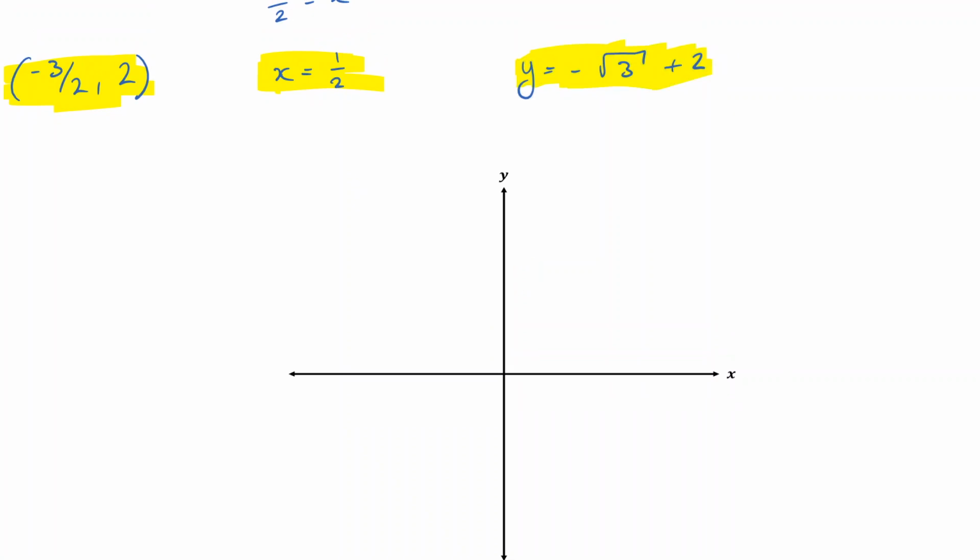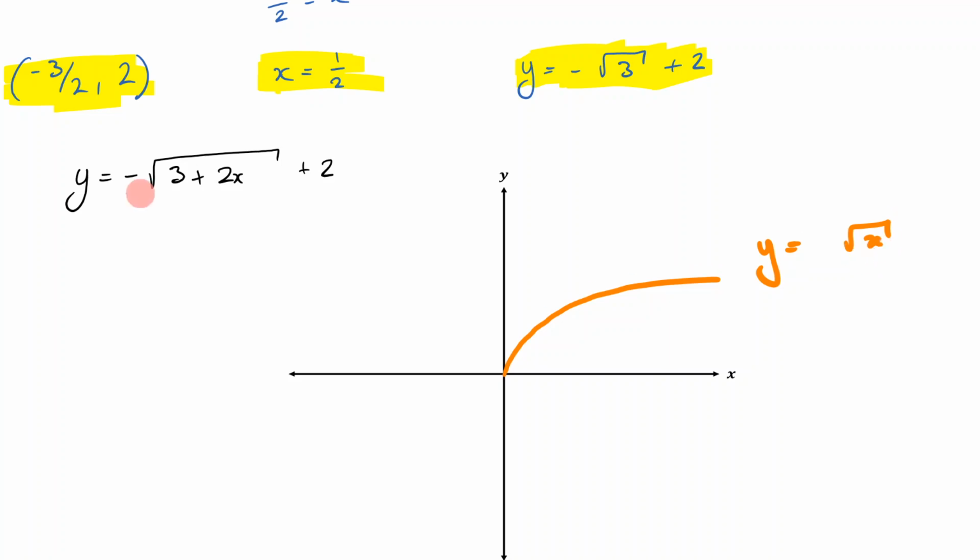Again, let's just remind ourselves of the rule that we're dealing with. We've got y is equal to negative the square root of 3 plus 2x, plus 2. Okay, let's again just think of all the transformations that are occurring here. So we're starting with something that looks like this, and then I've got a negative out the front, and that negative out the front causes a reflection in my x-axis. Then it's moving 2 up, so it's going to look like this, and I have an endpoint at negative 3, 2, and 2, so that means it's moving over here. So it's going to look something like that.